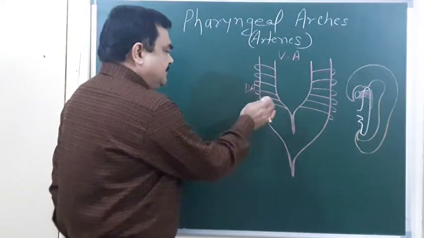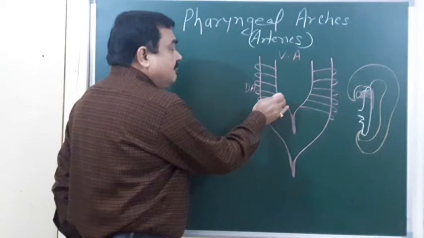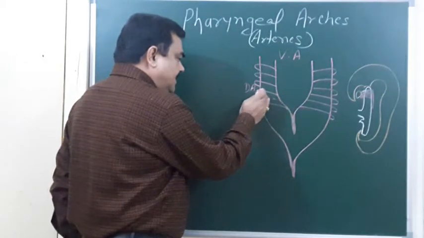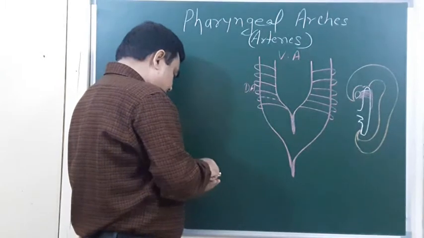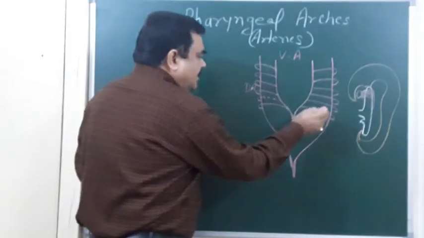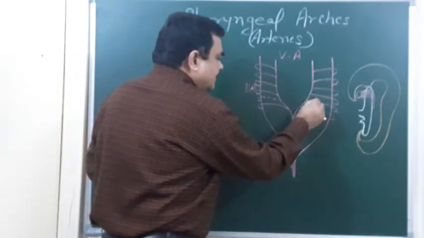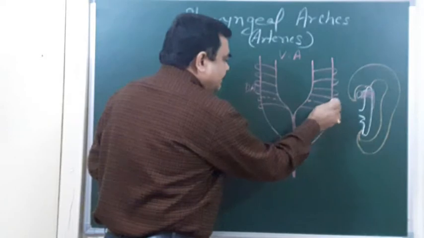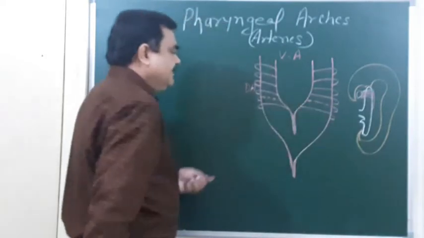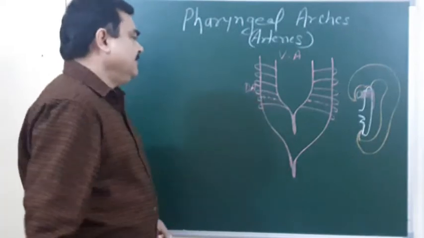As you know, this fifth arch artery, just after its formation, is absent. That's why this arch artery is absent. Just after formation, this arch artery disappears. So I am showing here the interrupted line like this. So this is fifth arch artery which disappears.